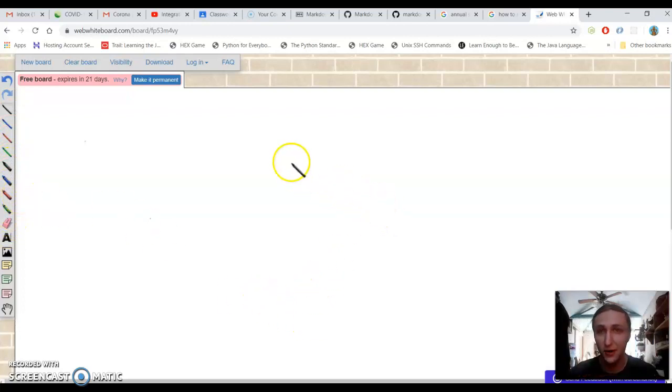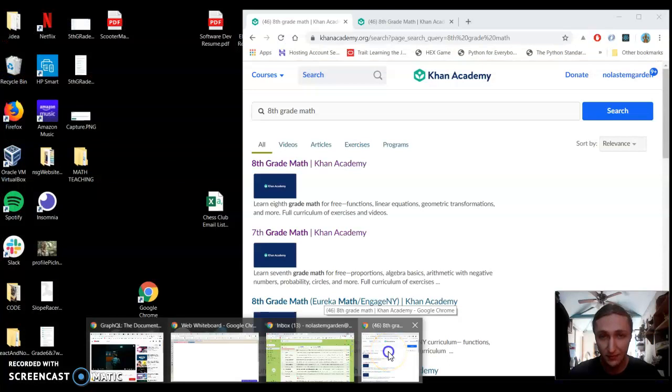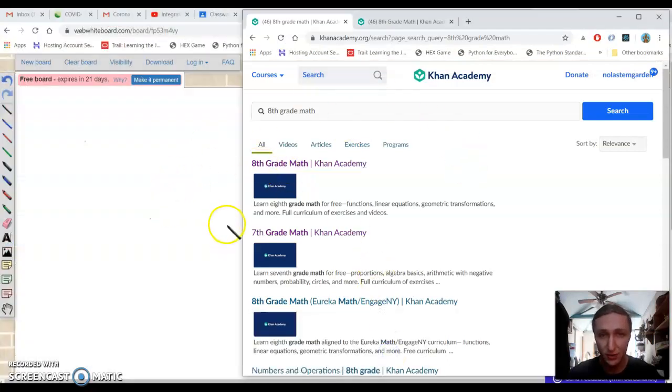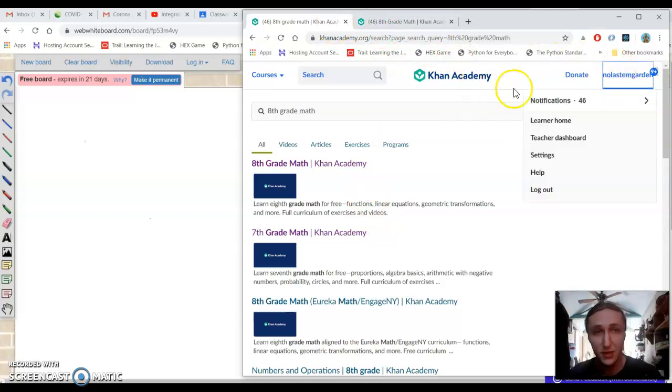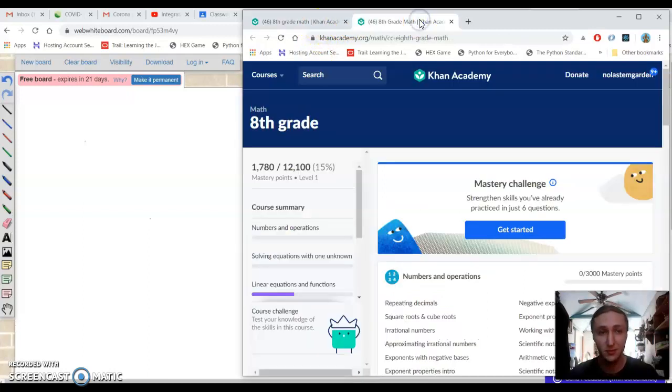You can play around with this on your own. It's free to use. On top of that, I have a separate tab where I have Khan Academy, and I'm doing this in two separate tabs so that I'm able to show them both on the screen at one time. Just like yesterday, I started off by going to my student homepage, my learner home it's called, and then I went into the search bar right here and typed 8th grade math, and by clicking on the first link it automatically opened a new tab and took me over to here.